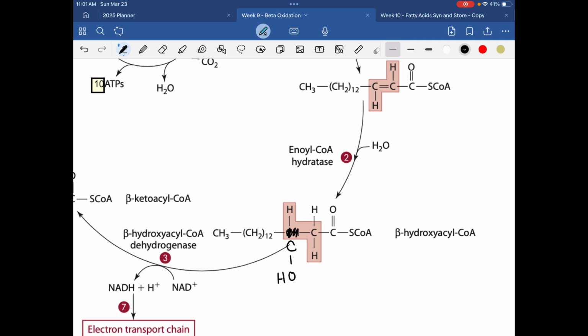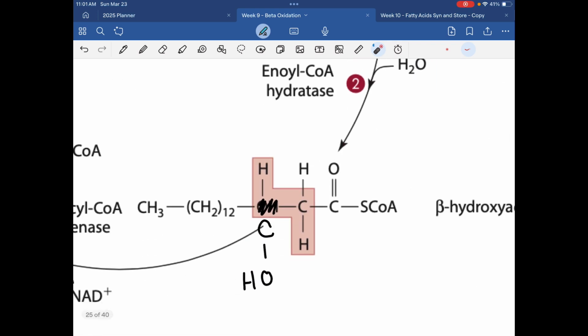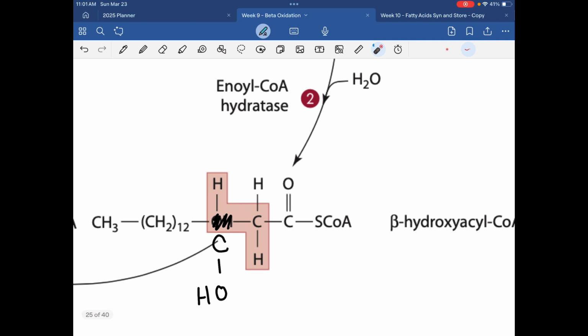But we added that OH group. And so now we don't have a double bond, we have a single bond, but instead of hydrogens, we have an OH.